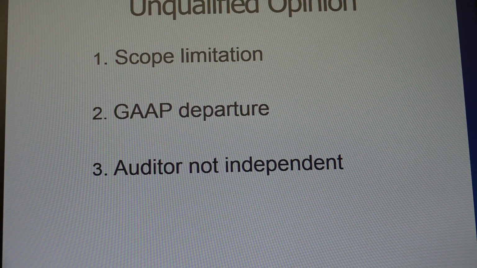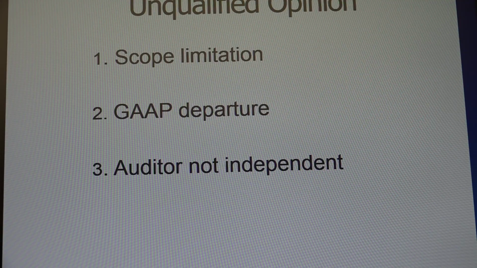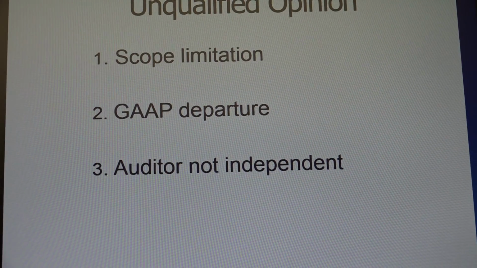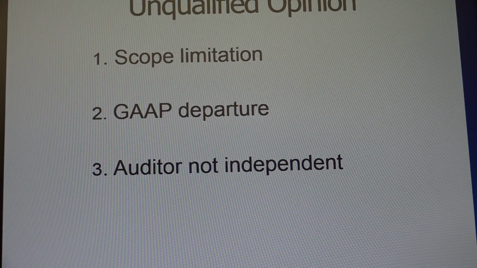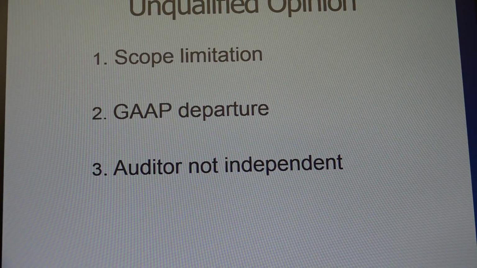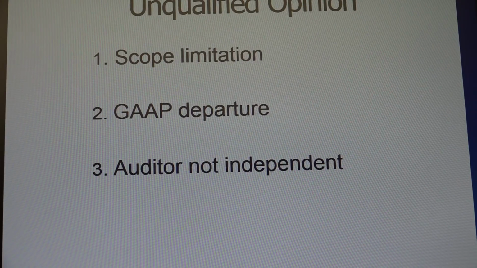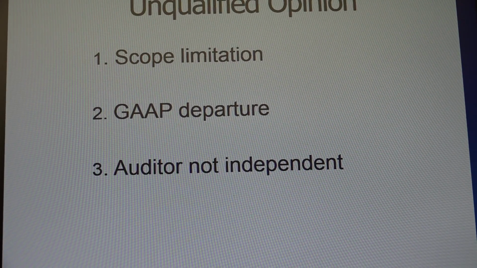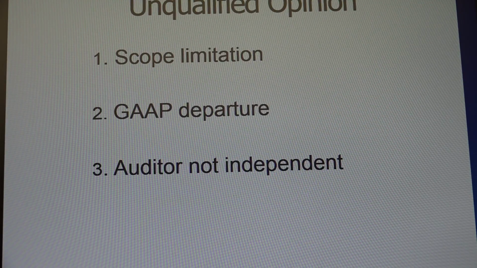Okay, so again, scope limitation might occur where the audit client wants to cut down on fees, so they might restrict the auditor from, let's say, doing a physical inventory. They might restrict the auditor from contacting clients concerning the validation of accounts receivable, things like that.